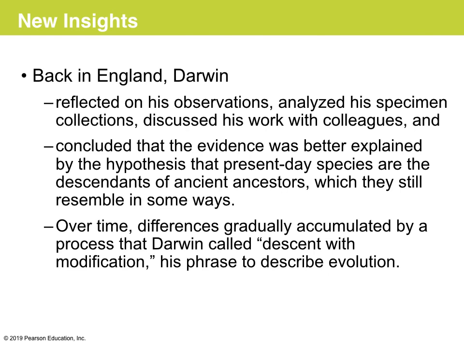So over time, differences from ancestor to descendant gradually accumulated by a process he called descent with modification. And that was his phrase to describe evolution, that the descendants of organisms change over time. And again, this was a fairly radical idea at the time.